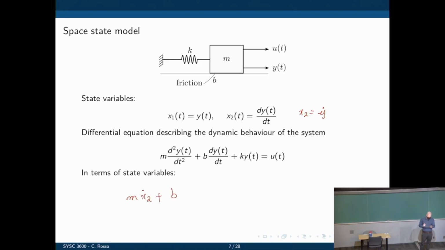plus b times y dot. What do we do with y dot? Do we go with x1 dot, or do we go with x2? We go with x2, always the lowest derivative, which in this case is x2. And then plus k times y, y is x1. And this is equal to u of t, that's the input force.